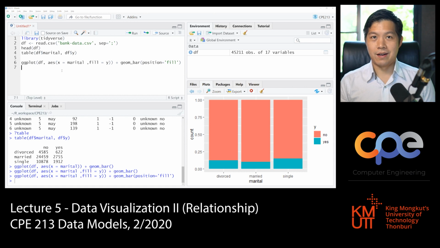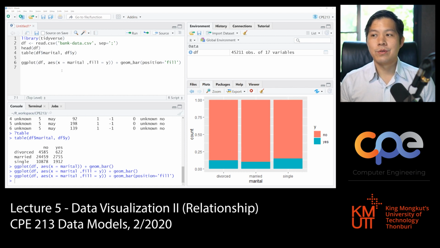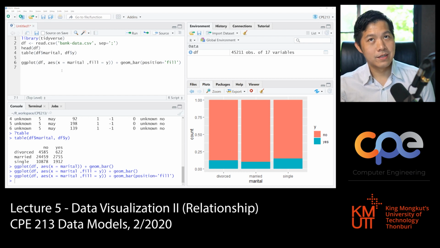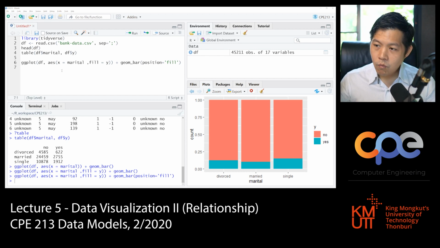I'd like you to think a lot. That's why, for example, in your lab, you need to explain. I will leave things a little bit vague, but you need to explain why you make that decision. The next slide is the answer, but I want you to think first. Once you saw this graph, what would you conclude? What would you say about the association between marital and y?